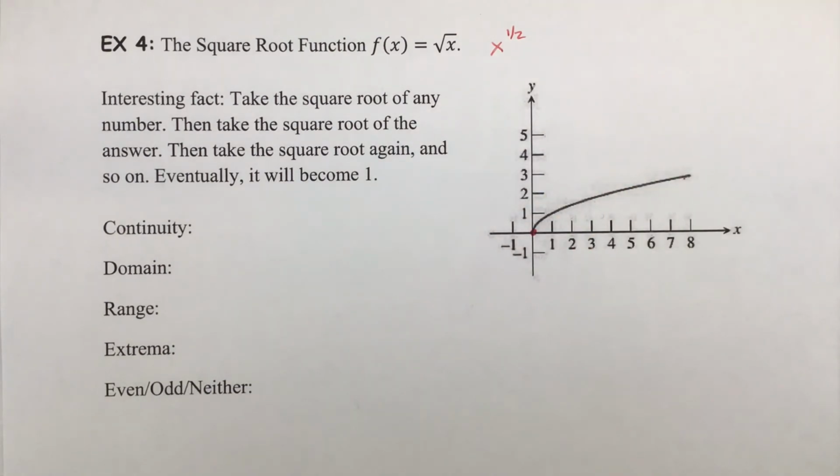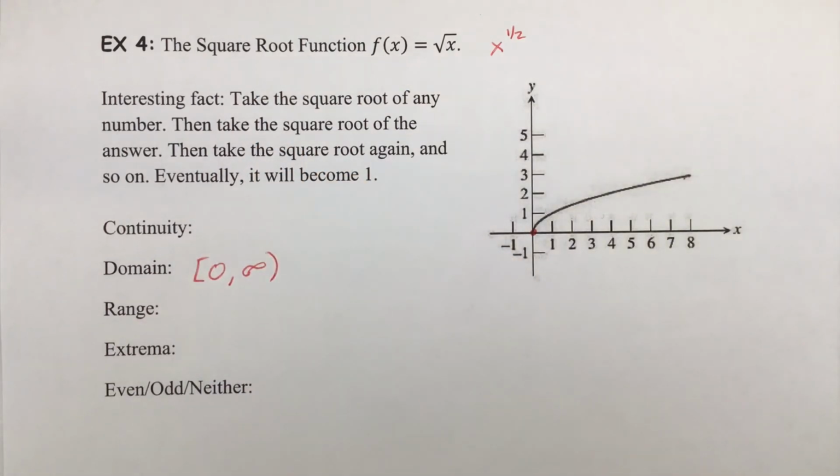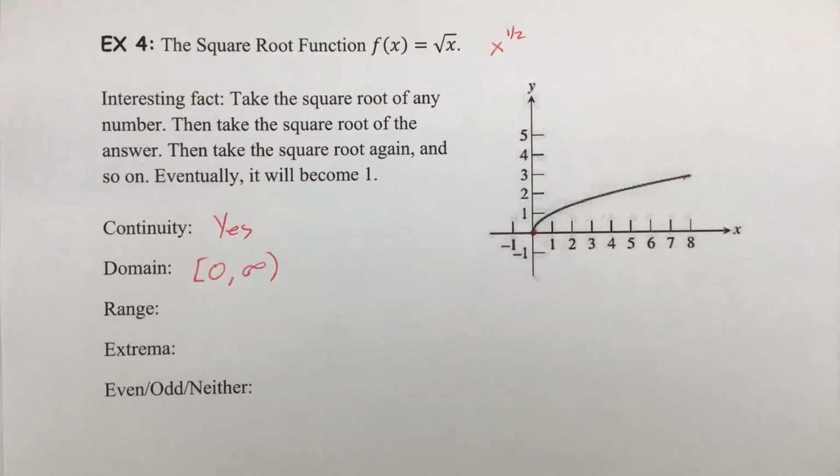As far as the domain, what that would mean is that we're bounded at 0. It starts at 0 and goes to infinity. But along the part of the domain that we have, from 0 to infinity, it is continuous. There don't exist positive numbers that you can't plug into this function and take a square root. So continuity, yes. Even though it doesn't cover all real numbers for the domain, for what it does have, it has continuity.